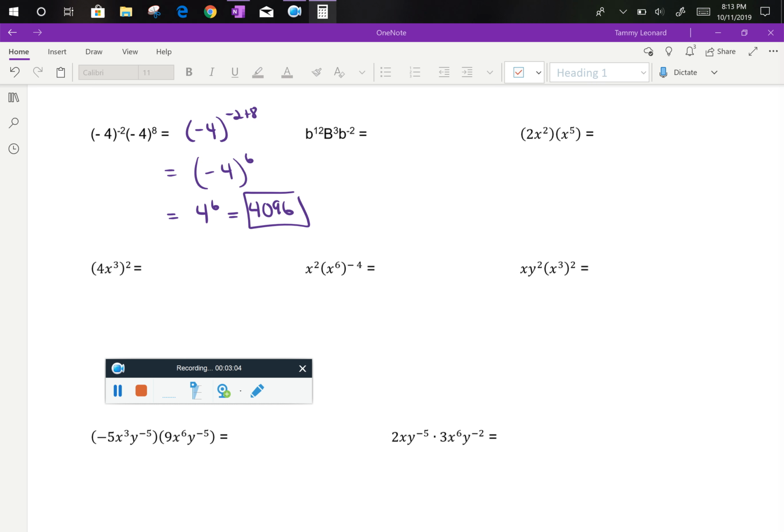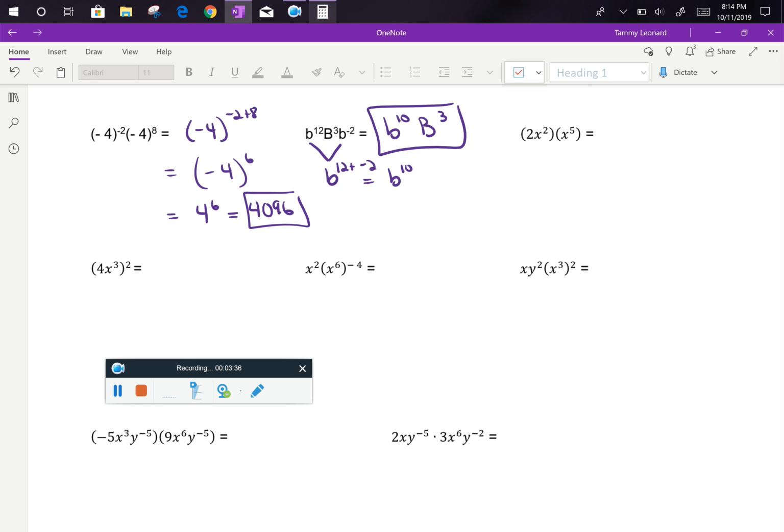Nobody made a mistake. They specifically made that a capital B, so we have to realize that that's a different base. So the b to the 12th and the b to the negative second will be b to the 12 plus negative 2, sorry, b to the 10th. That capital B to the third is a different variable, so it doesn't get combined. So we're going to have b to the 10th times capital B to the third, and we're going to stop there because those are not the same base.